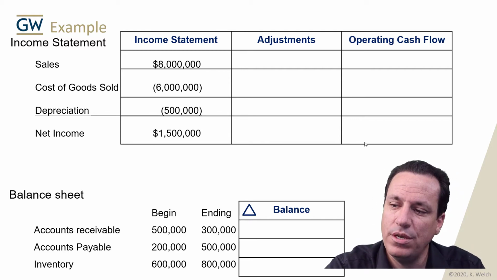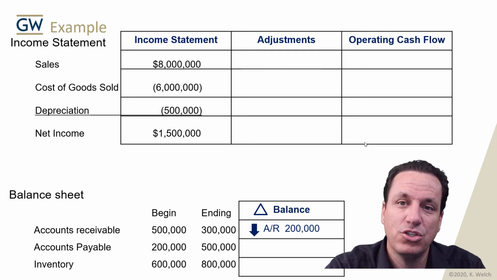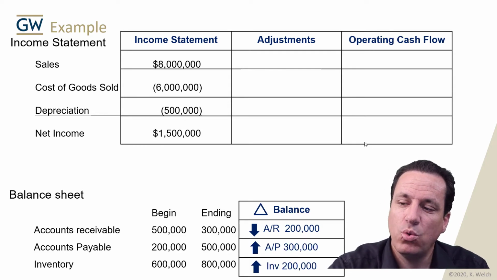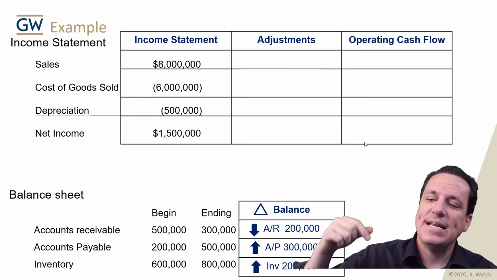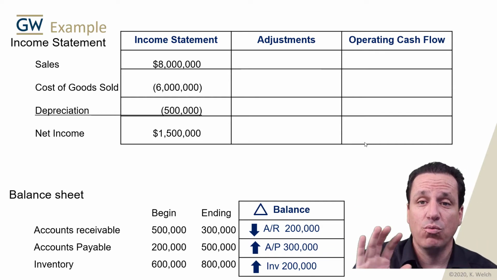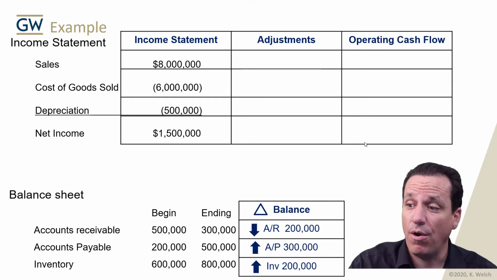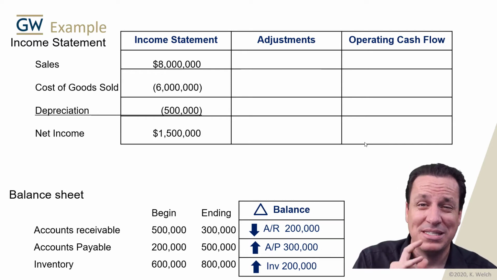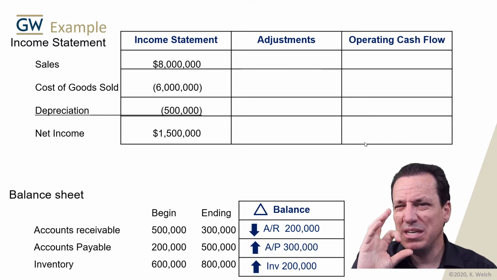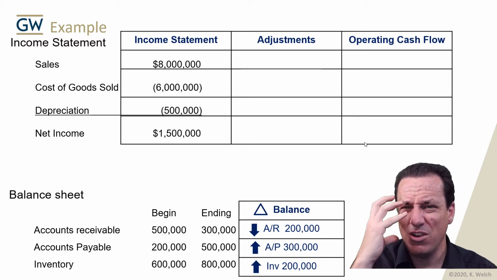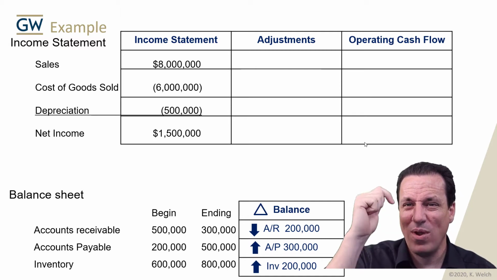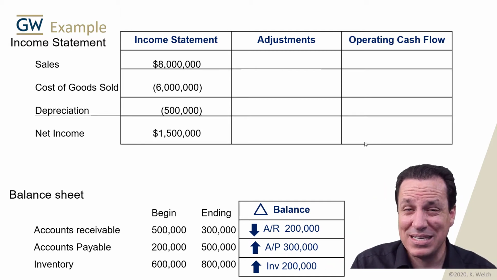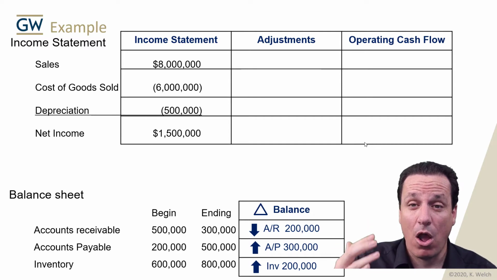And what I want you to do here is I want you to actually just do arrows with each one. So we'll see accounts receivable went down. It went from 500,000 to 300,000. So I put a downward arrow. It went down 200,000. Now, the reason why I do an arrow instead of a plus or minus is because it's really important for you to know in your mind what happened to the account. It went down and what that means to cash flow, because it's not obvious.